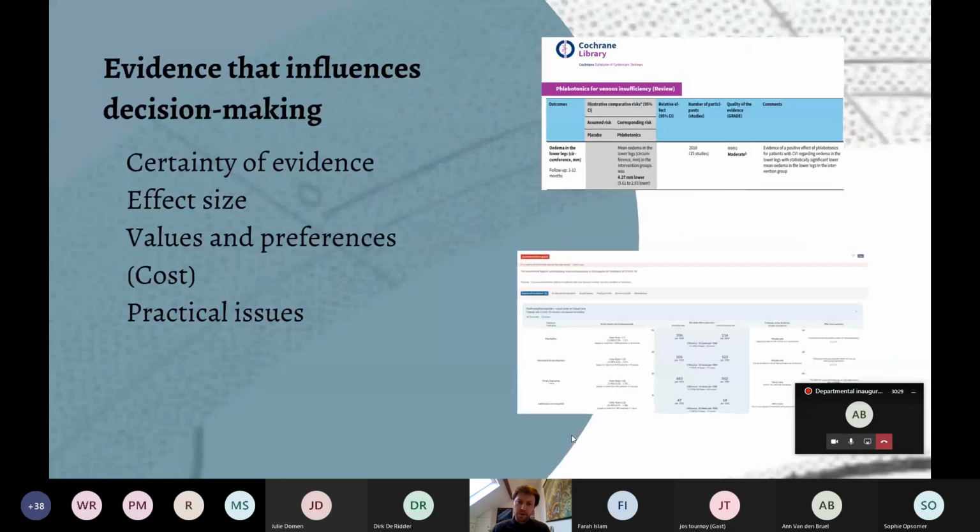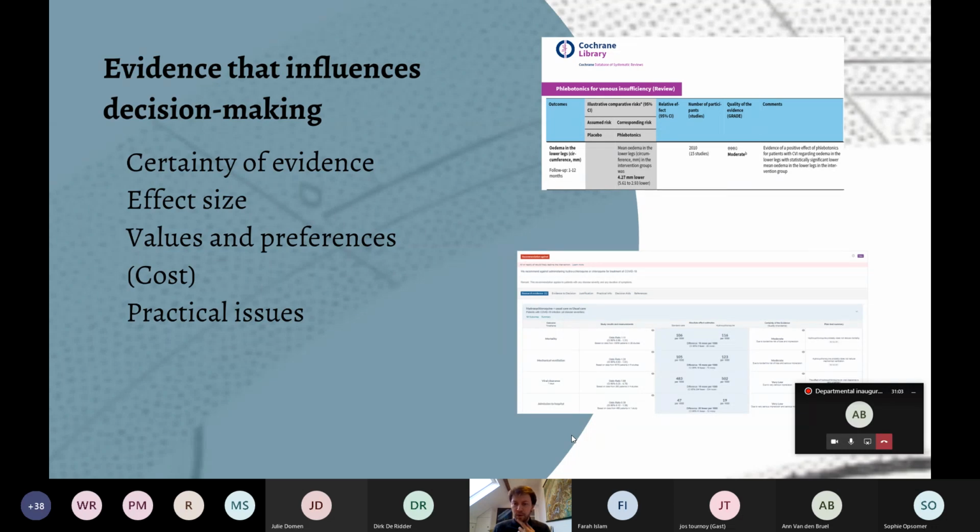And one of the things that is important there is we need to be able to inform clinicians with at least, in my view, 5 aspects of evidence, of research. We need to be able to inform physicians with certainty of evidence. We need to be able to inform them with effect size. We need to inform them, or at least make it transparent, what values and preferences are of patients. It could be important to inform clinicians on cost as well, and we also need to inform them on practical issues. And why is this important?